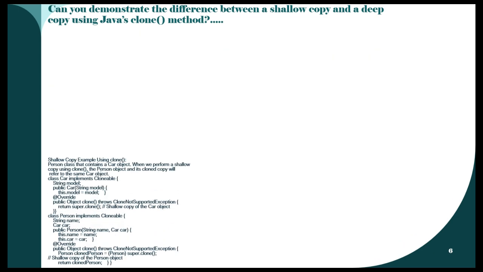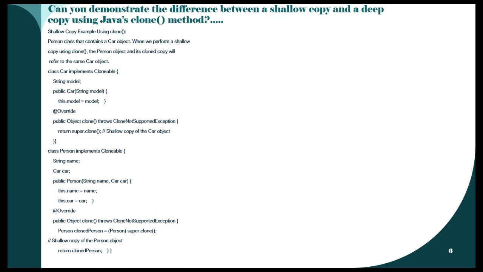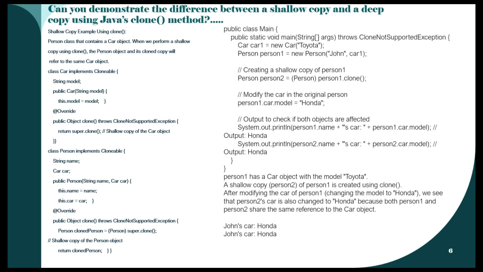Okay. So let's look at the first copy, that is the shallow copy. Using the example of clone, we see here there is a person class which is going to contain the car, right? If you look at the particular clone method, it is throwing a CloneNotSupportedException. So basically, if you are not able to clone it, then the exception will be thrown. But here, it is simply going to clone it and return that particular clone object. So whatever is there in the original object, it is going to copy.